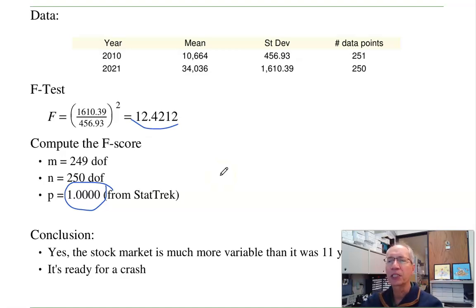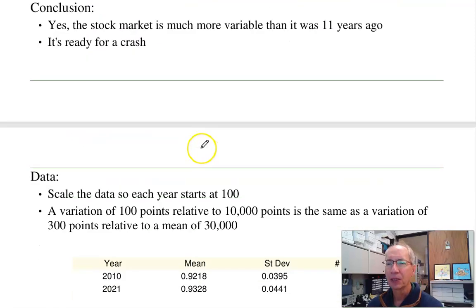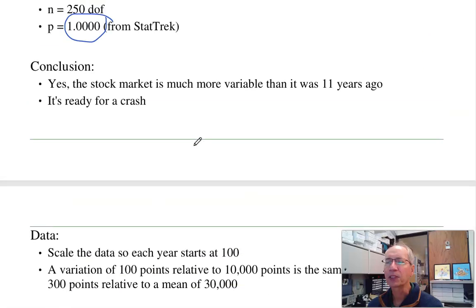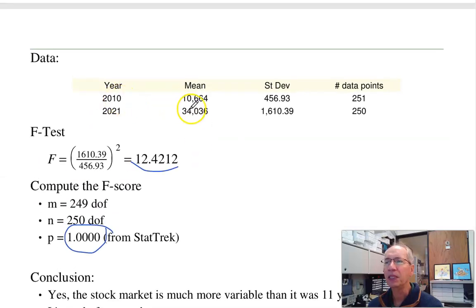So my conclusion is that I'm almost certain that the stock market is more variable than it was 11 years before. So it's ready for a crash. That's one way to analyze it. This probably isn't a fair comparison though, because the mean in 2021 was almost triple what it was back in 2010. So if the variance is 3 times bigger, maybe that just means that the amplitude is 3 times higher.